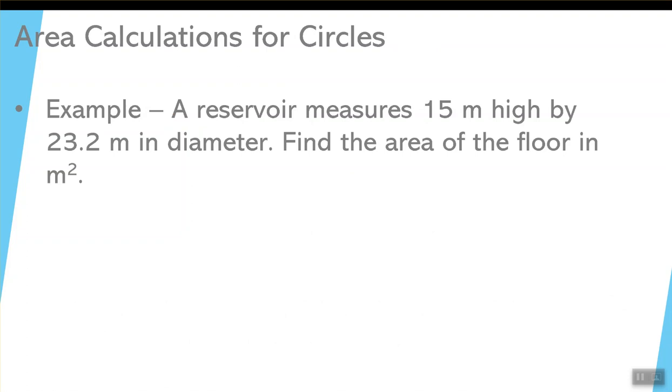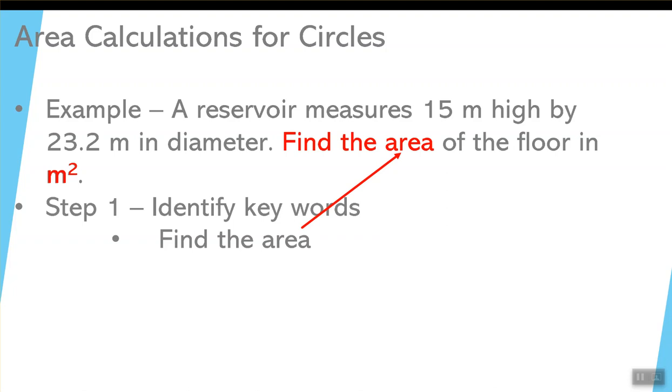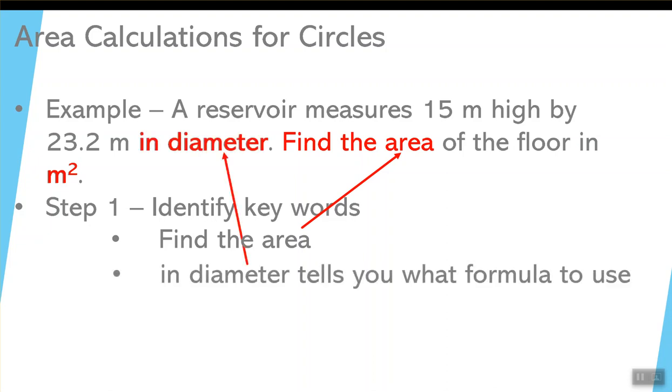A reservoir measures 15 meters high by 23.2 meters in diameter, and the question is: find the area of the floor in meters squared. So, first step: identify the key words. What's in there that's important? Well, you're asked to find the area in meters squared. That's the first thing. Another key word is diameter. As soon as you see the word diameter, you should pick up on the fact that you're dealing with a circle.